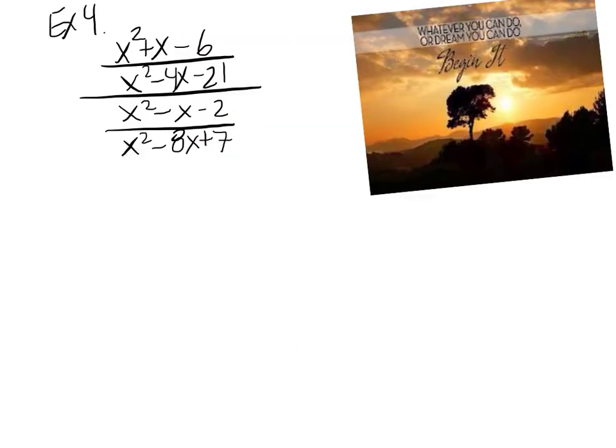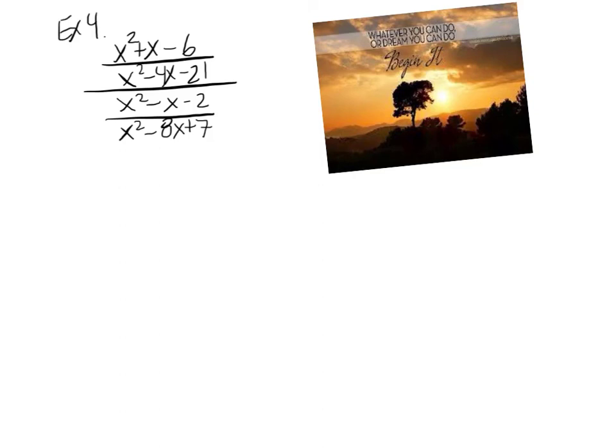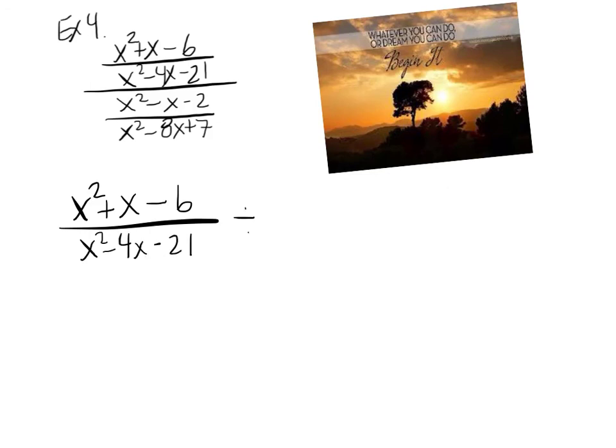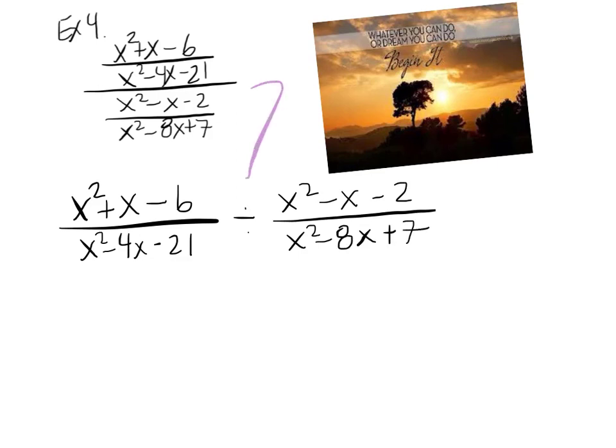For this last problem, I'm only going to take you to the first step. So the first thing I notice is this is a complex fraction, one fraction over the other. So I'm going to start by rewriting it. Divided by x squared minus 4x minus 21 divided by x squared minus x minus 2 divided by x squared minus 8x plus 7. Now I helped you rewrite it, and I'd like you to finish it.